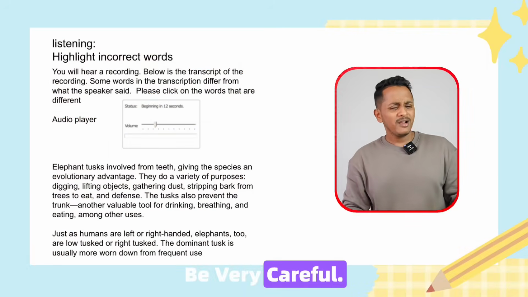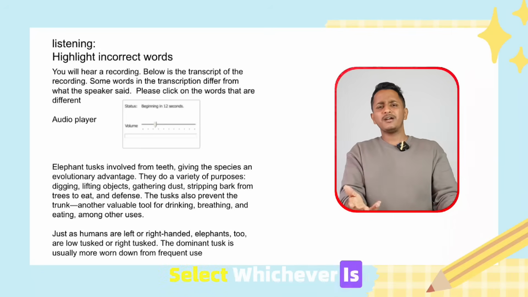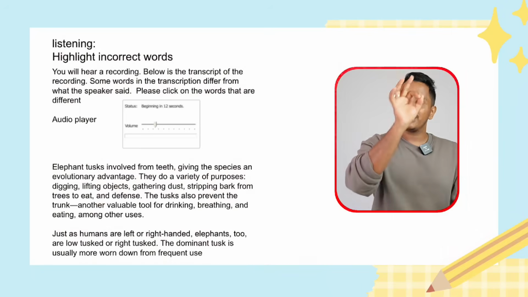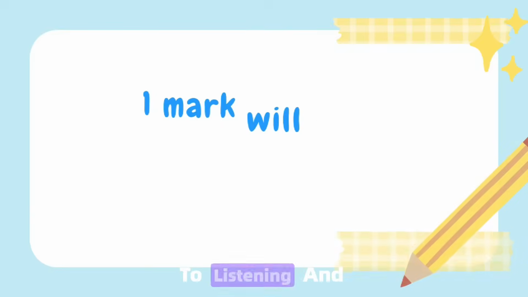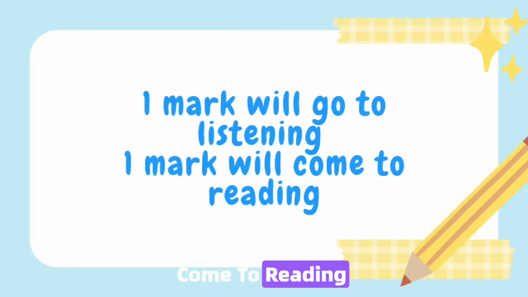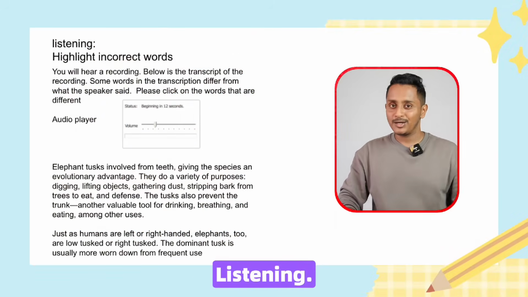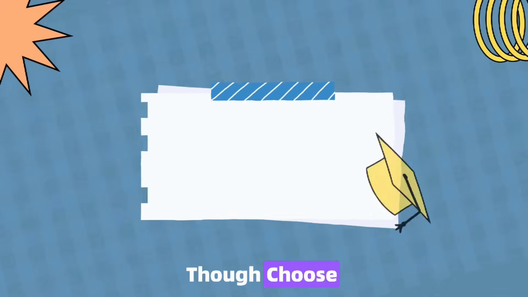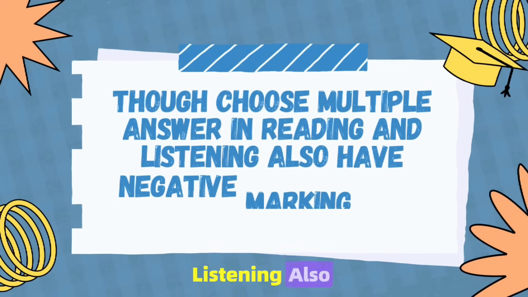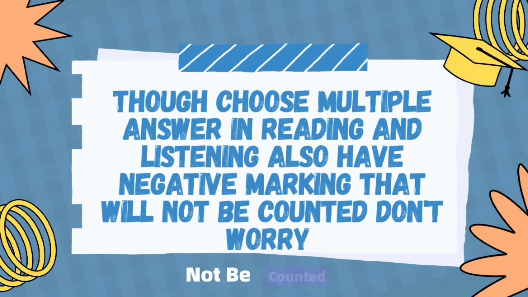Be very careful. Like this, you just select whichever is incorrect. You get 2 marks for each incorrect word which is highlighted correctly. 1 mark will go to listening and 1 mark will go to reading, because you're reading and listening both. There is a negative marking. This is the only section which has negative marking that is considered seriously. Though choose multiple answer in reading and listening also have negative marking, that will not be counted, don't worry.